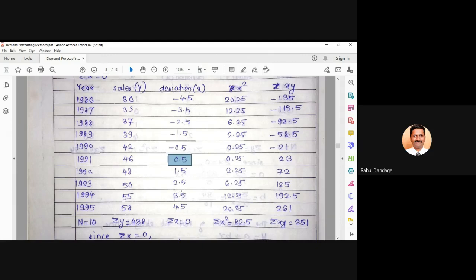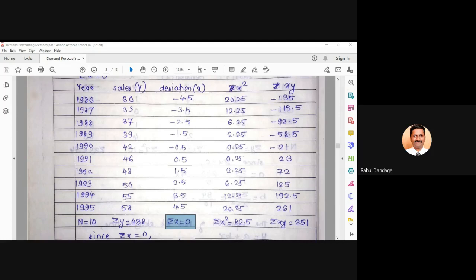If we add all of this together, what we observe is the value of summation x. This should come out to be 0. So that is important. What is important from our point of view is the value of summation x. It should be equal to 0.